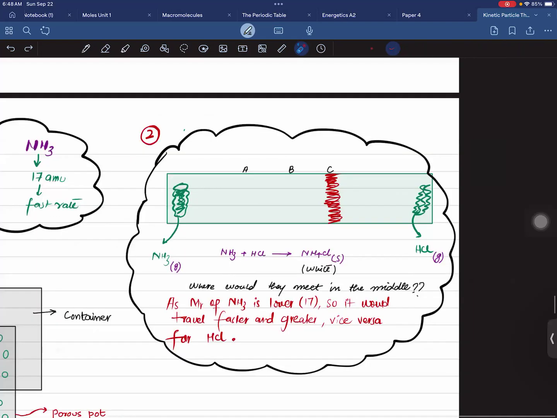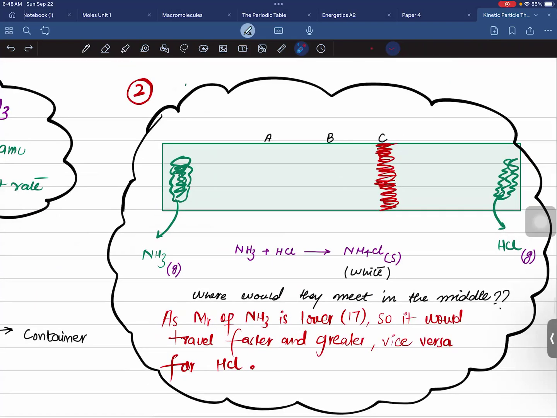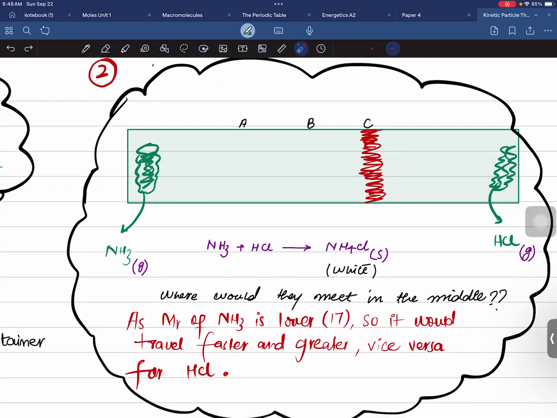So you will see a lot of questions just like that. The examiner would be giving you a tube and saying, in the first corner of the tube, I have HCl, and on the other side, I have ammonia. Obviously, both are gases, so they would be diffusing. Ultimately, they would be meeting at a point. So the question is, would they meet at point A or point B or point C?